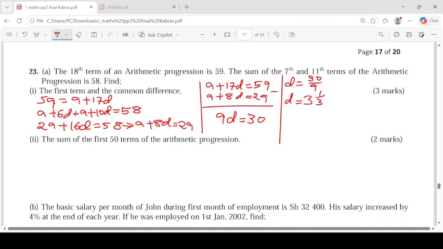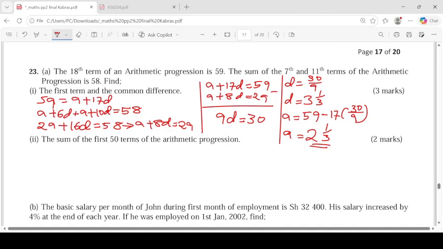So my a will be given by 59 minus 17 into d, which is 30 over 9. So the value for a in this case will be equal to 2 1/3. a is also now 2 1/3.